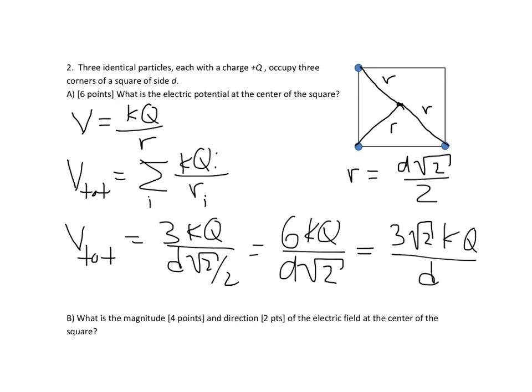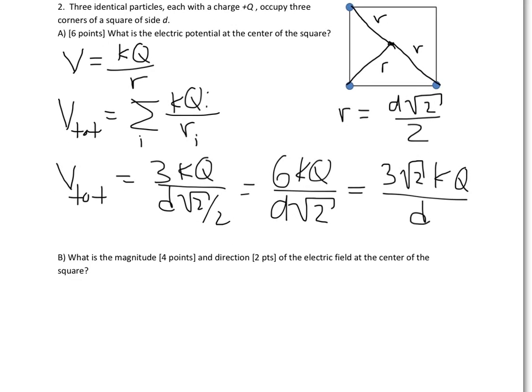Now the next question here is, what is the magnitude and direction of the electric field at the center of the square? Now this question is a little easier than it may seem, because you can reason that the electric field created by this particle and this particle here both have the same magnitude at the center of the square, but they point in opposite directions. So the electric field from this guy and this guy cancel. So the only electric field that contributes is the electric field contributed by this one down in the lower left corner.